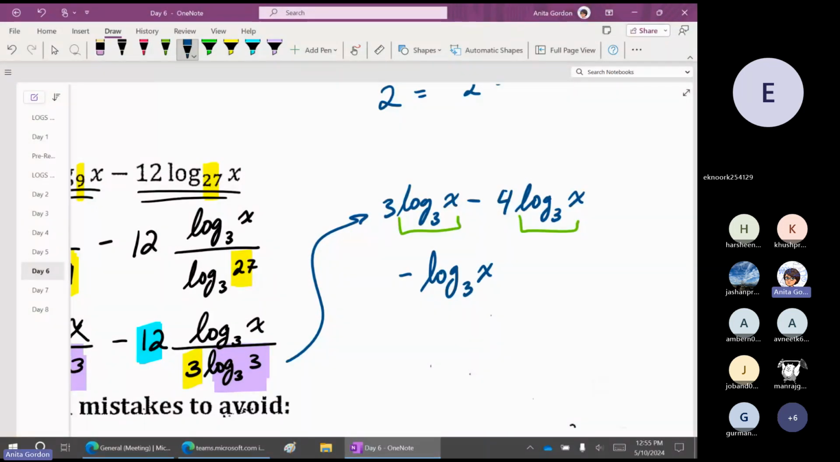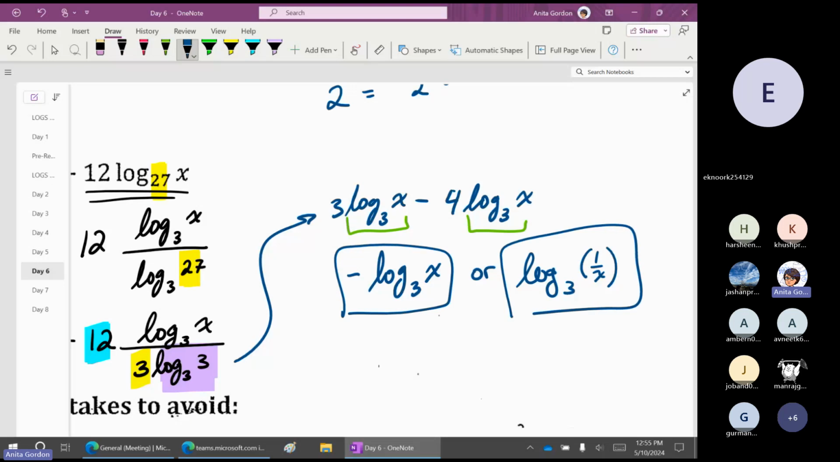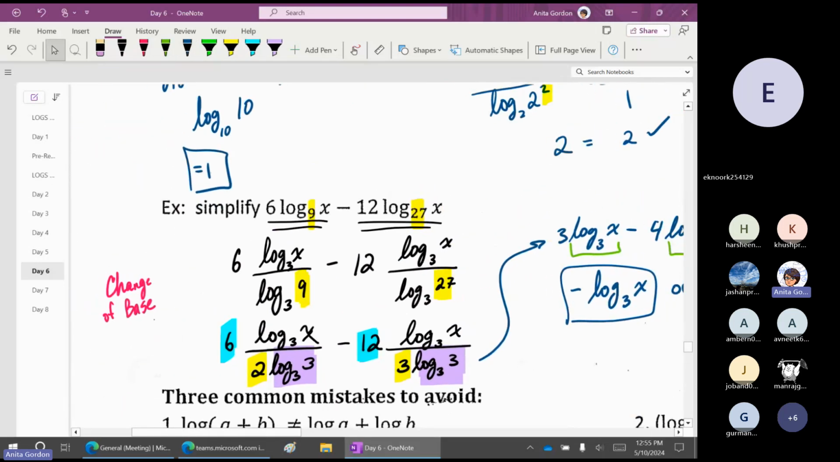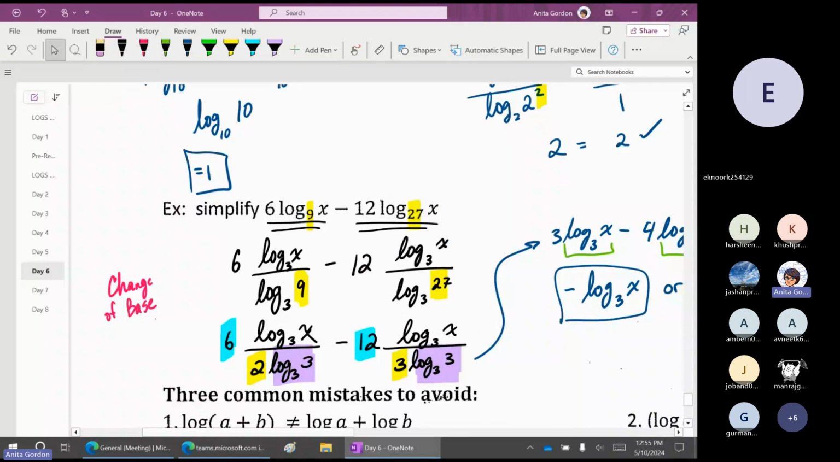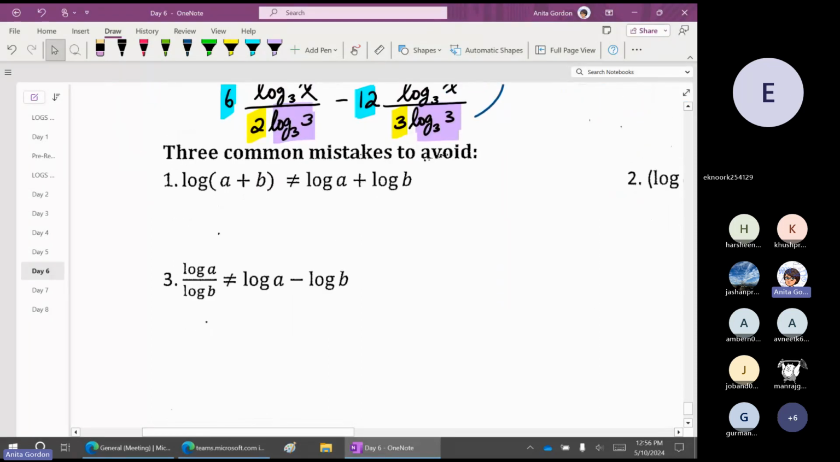Or if you want to write it as a positive, you can write it as log base 3 of 1 over x. Because coefficients are exponents. So if I wanted to make it positive, I could write it as a fraction, but either way is fine. Okay, so this uses quite a few of the rules that we've talked about. Today, you are going to practice this mathemagic, okay? And you're going to use all of these rules in order to simplify things.